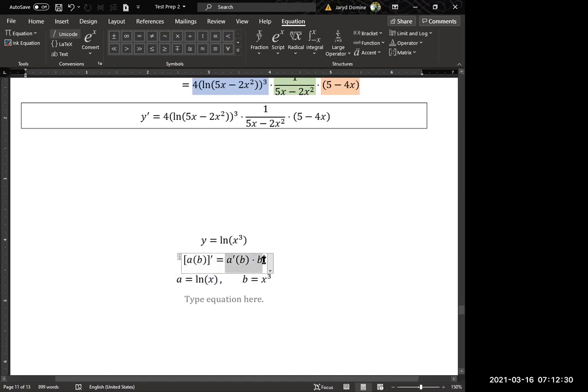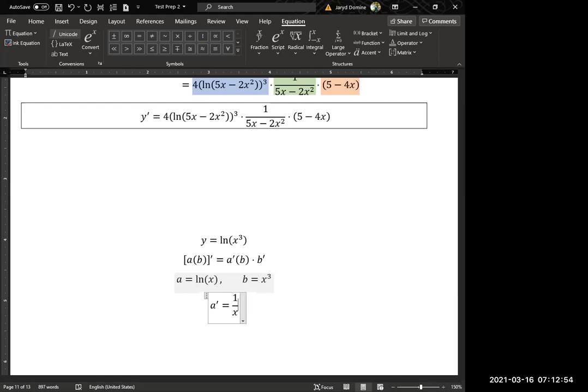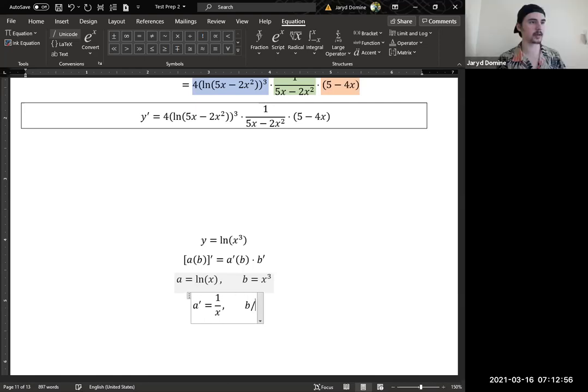Yeah, I'm just saying in terms of the derivative, when you actually do it, it would be 1 over x times x cubed. Right. So it'll be just 1 over x cubed. And then times the derivative of the inside. So I'll show you that. So a prime, remember that's 1 over x. Let's just write it out. B prime is 3x squared.